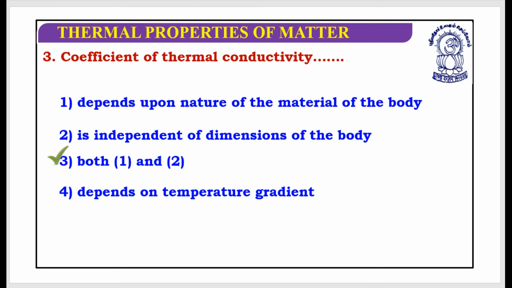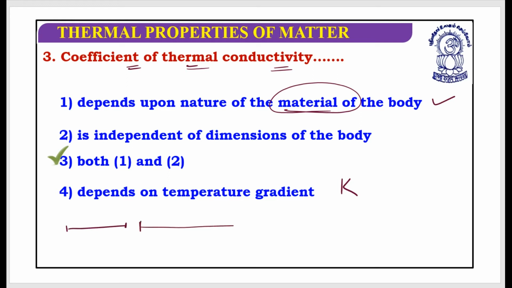Next, the coefficient of thermal conductivity, K. It depends upon the nature of the material of the body. Yes, this is absolutely correct. It is independent of the dimensions, yes, it is a material property and does not depend on the dimensions of the body. K changes if the material changes. Now this is a very logical question. Let's suppose these two rods are both made of copper. As you can see, they have different lengths.